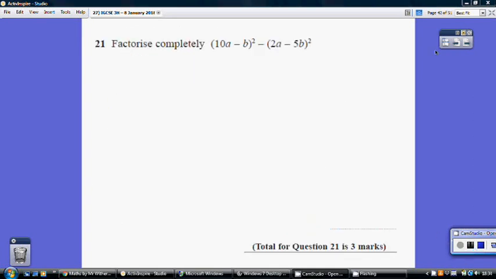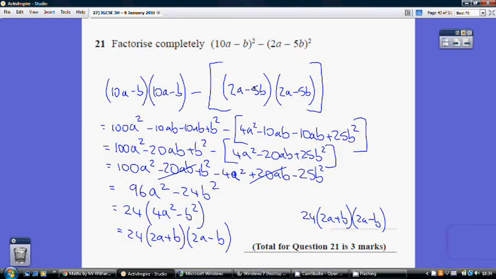Question 21. Now I think on a question like this, you're not necessarily sure where you're going, but just really do what comes to mind. So really we can work out this square and we can work out this square. So remember, this means 10a minus b multiplied by itself. So 10a minus b times 10a minus b, and equally over here we're taking away 2a minus 5b times 2a minus 5b. So kick off by multiplying out the pair of brackets.